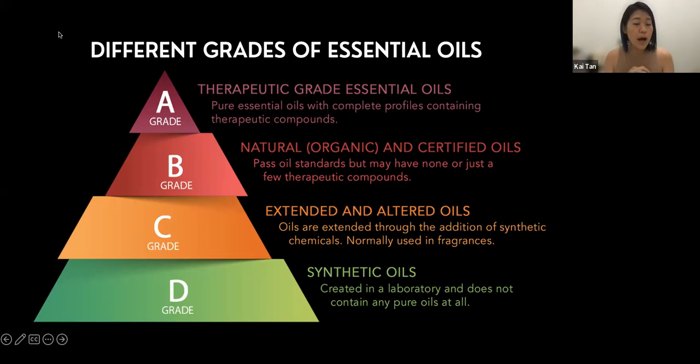So what we're going to ask you to look for, if you really want to use essential oils to help the physical body heal and become better and stronger, is to look for a grade A essential oil. That's what we call a therapeutic essential oil. In every single bottle, that should be 100% plant essence.